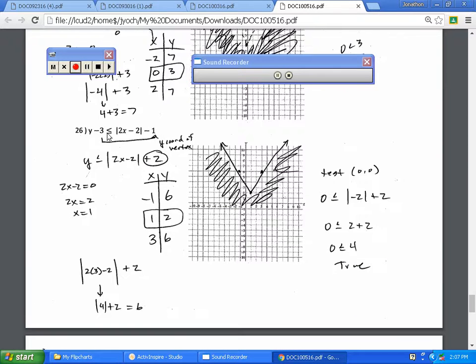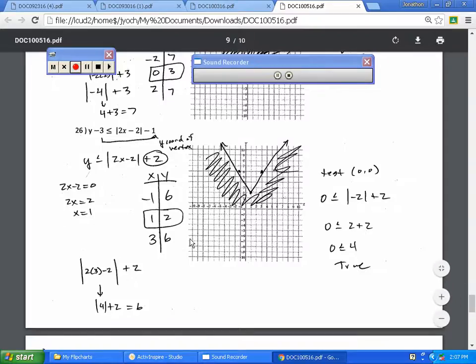Like you will here, again, add 3 to both sides. This is your equation you want to work with. Set 2x minus 2 equal to 0. You get x is 1. This is the y-coordinate of the vertex, 2. 2 to the left, 2 to the right. If you plug 3 in for x, you're going to get 4 in the absolute value. Add 2 to it. Negative 1, 6, 3, 6.